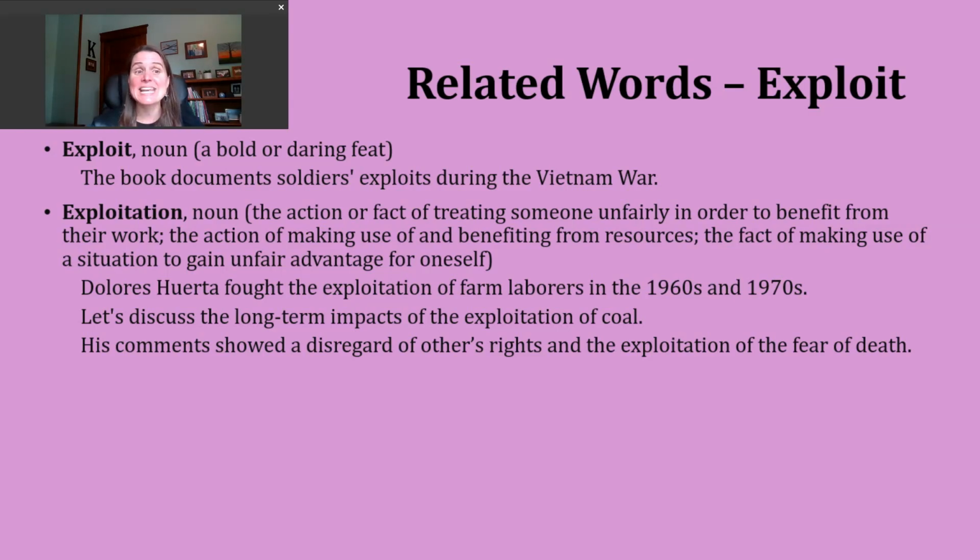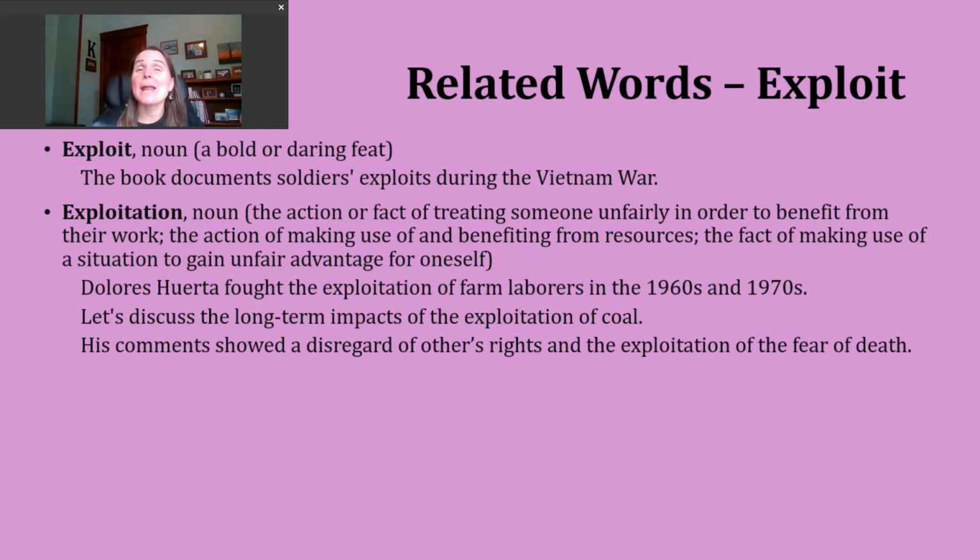A second way to use the noun exploitation is to refer to the action of making use of and benefiting from resources. An example of this could be, let's discuss the long-term impacts of the exploitation of coal. Here, coal being something that comes from the earth, a resource, and someone wants to talk about maybe environmental impacts, health impacts to those who've worked, as well as kind of the financial impacts in various communities.